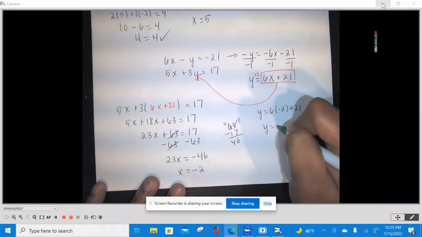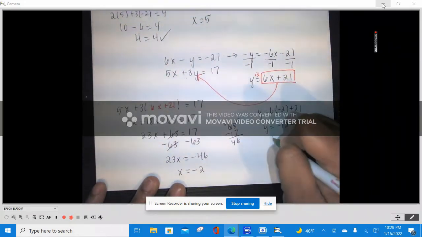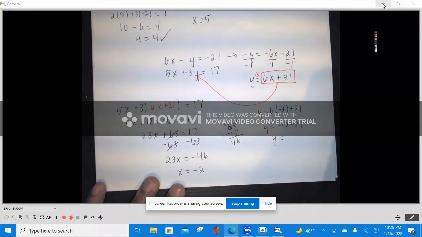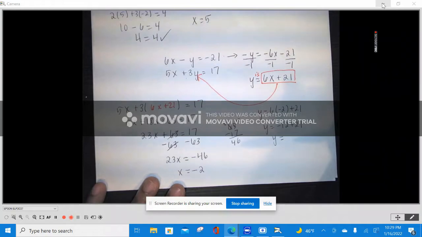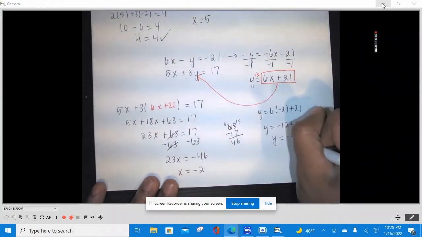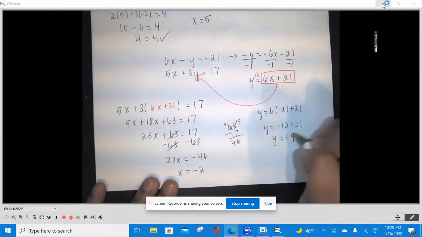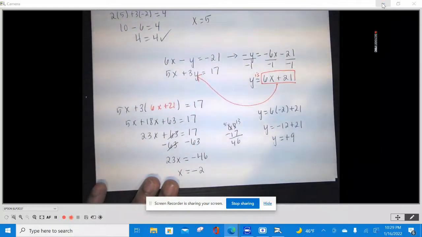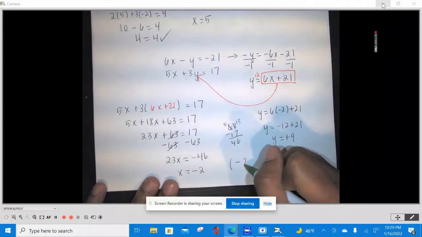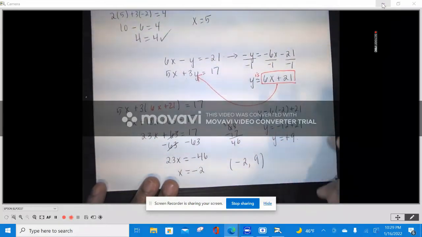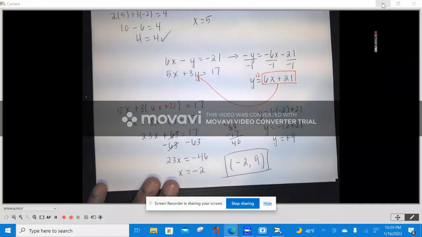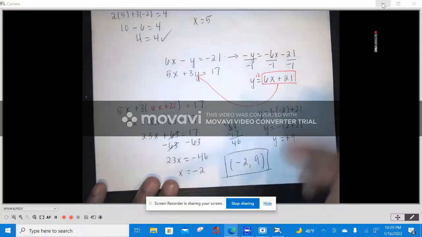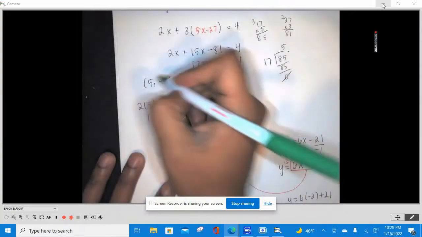Okay, so now I have negative 12 plus 21, y is equal to, and I want to say when I subtract these two, it's 8. No, 9, negative 9, positive 9. Yeah, 9. 12 plus 9 is 21. Okay, so the answer for me is negative 2, comma, positive 9. This is the point of intersection of those two lines using the substitution method. Okay, so this one I believe was number 8, and this one up here was number 6.